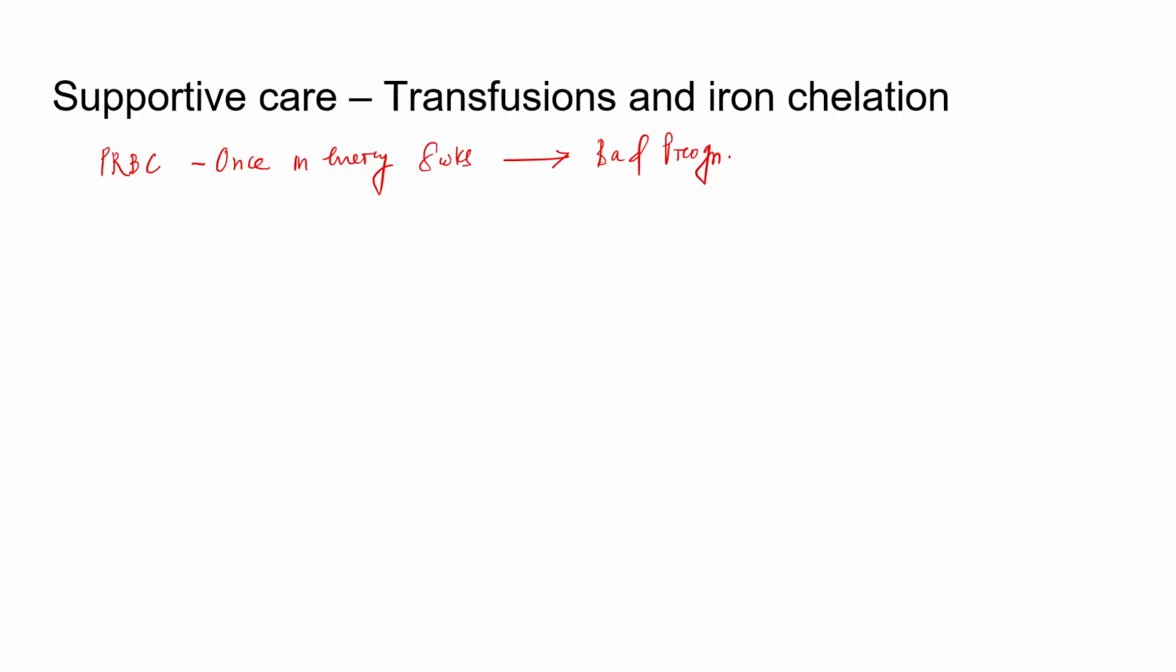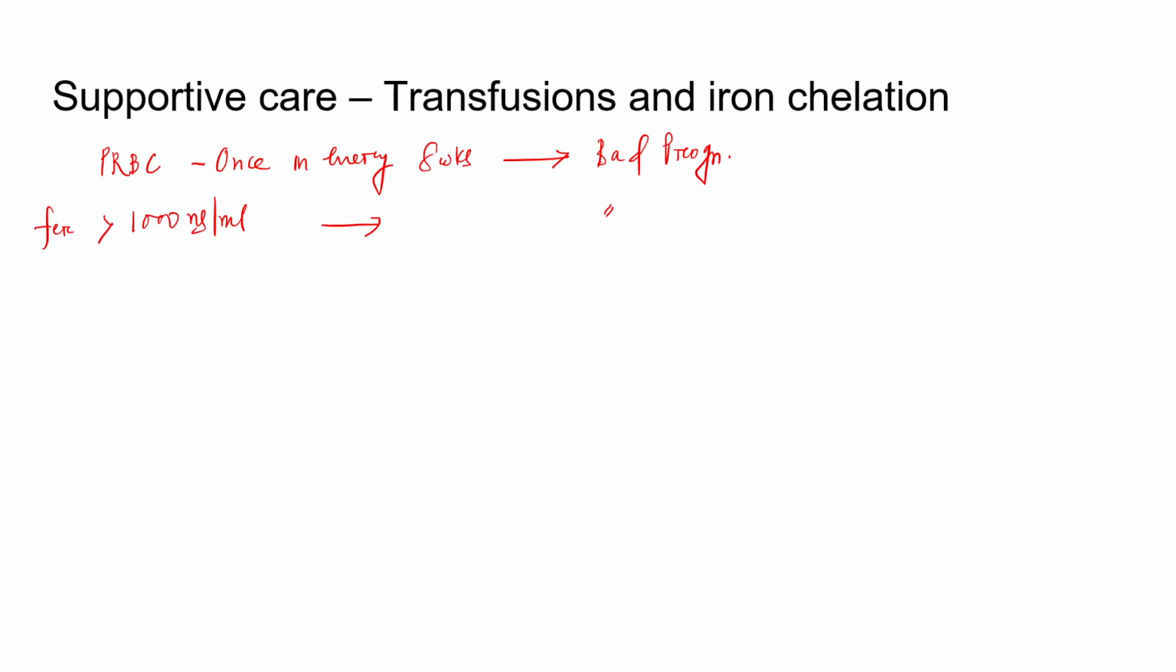Okay, and they have also found that if they have a ferritin of more than 1000 nanogram per ml, that will also have a poor prognosis. Ferritin increases because of repeated blood transfusion. So they have found that the patients who are actually transfusion dependent have a very poor prognosis.